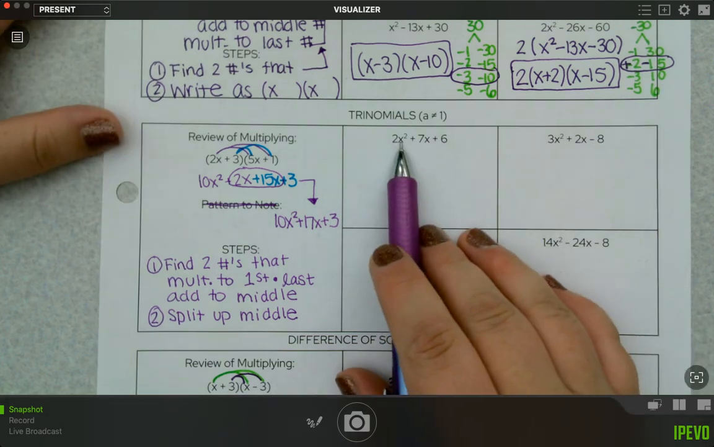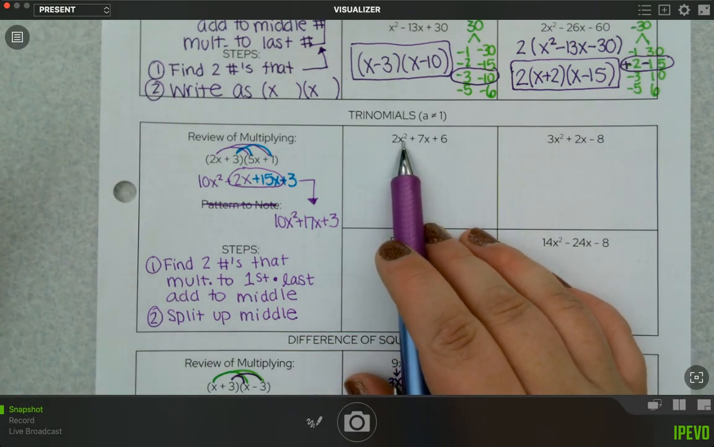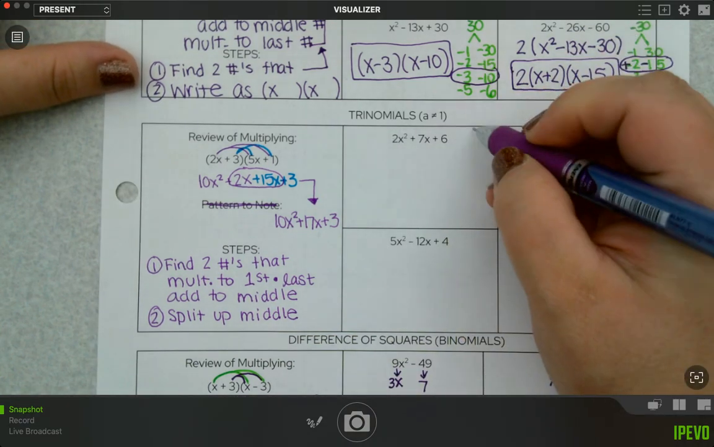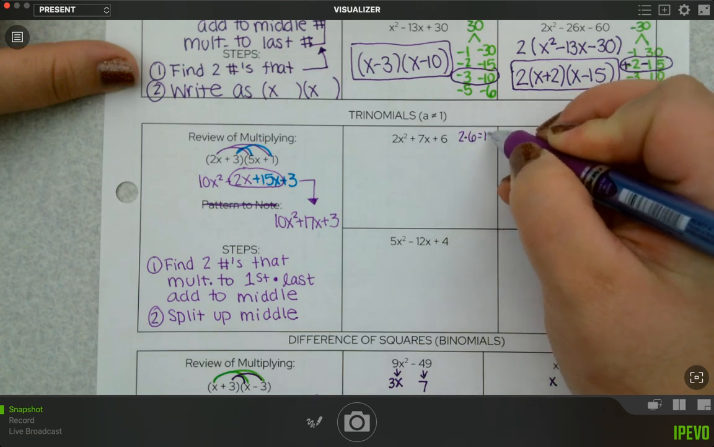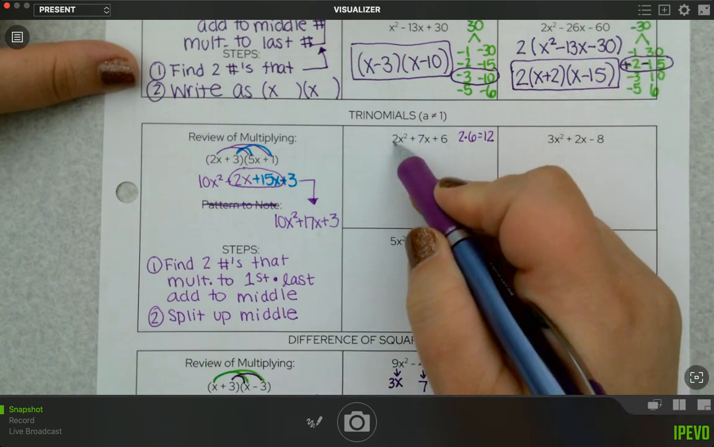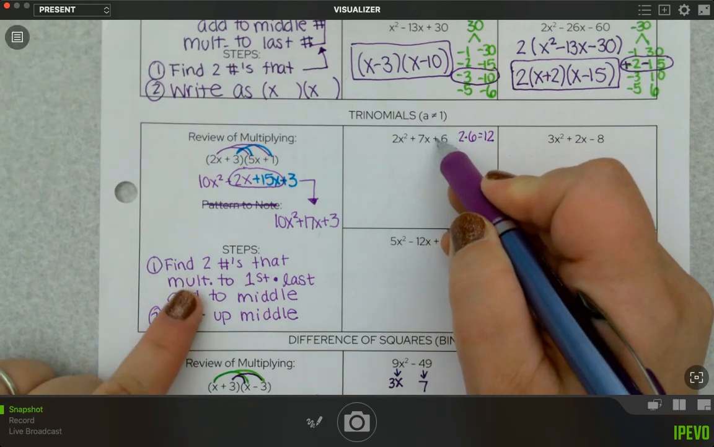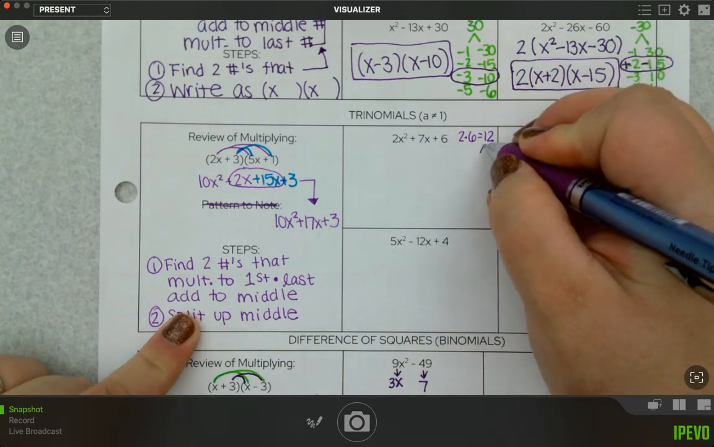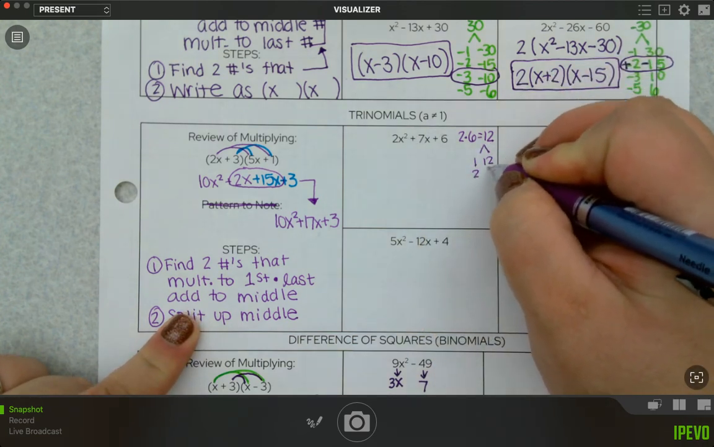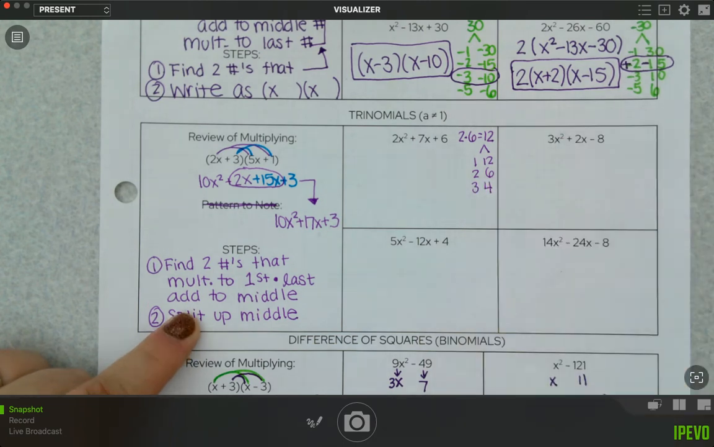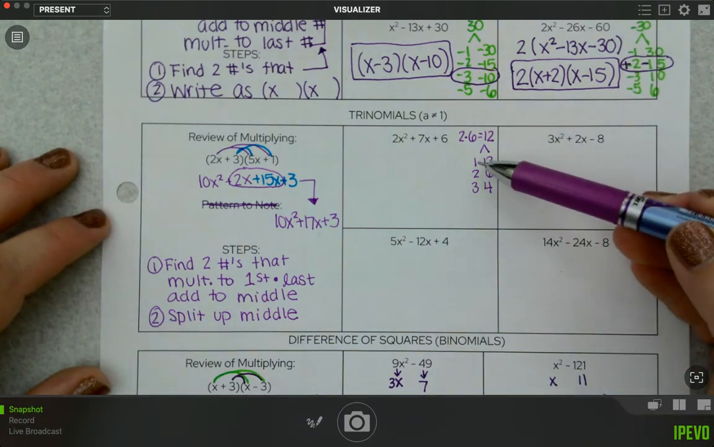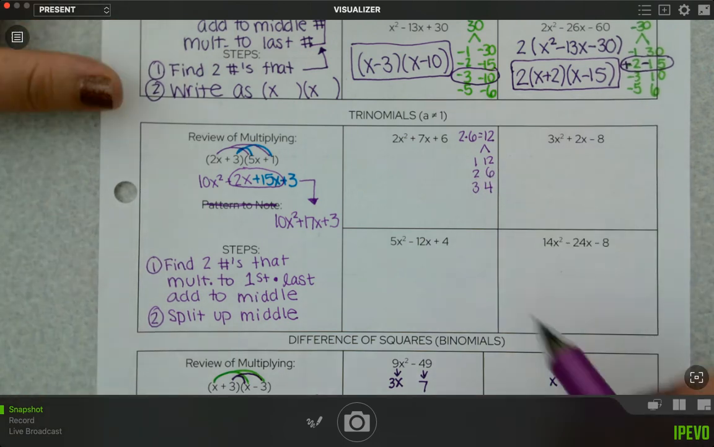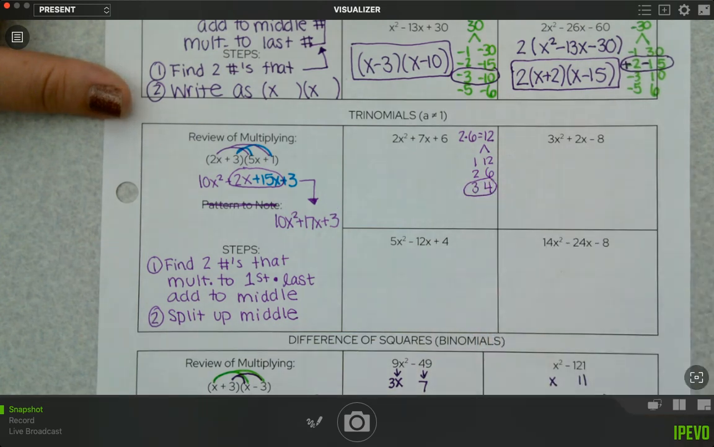So I'm going to come over here and start this one. There is a third step, but I'm not going to write it until we've at least seen part of one. So 2 times 6 is 12. So that's the first one times the last one. And we need two numbers that multiply to 12 and add to 7. So 1 and 12, 2 and 6, 3 and 4, those all multiply to 12. And remember, we go in order 1, 2, 3. And we would go to 4 next, but it's already on the table. 3 and 4 are the two that add to 7.